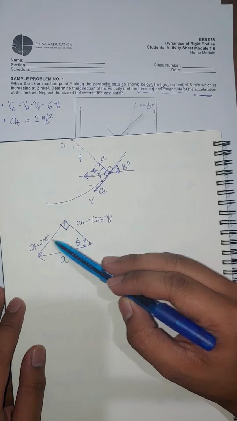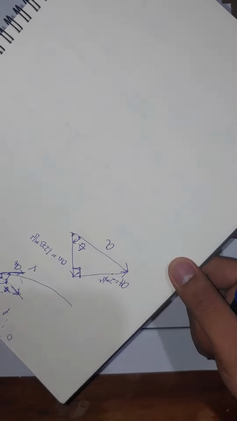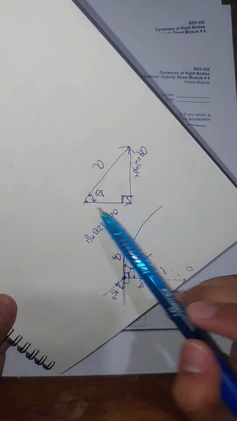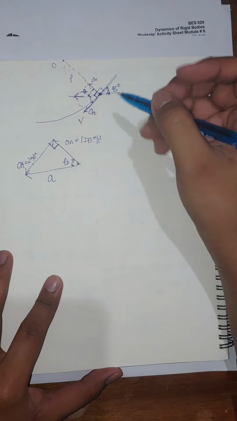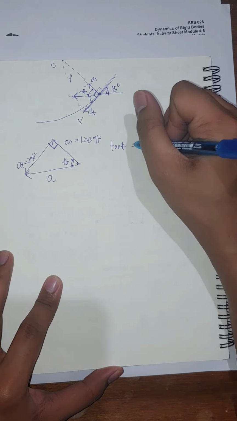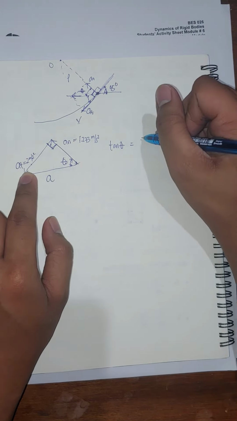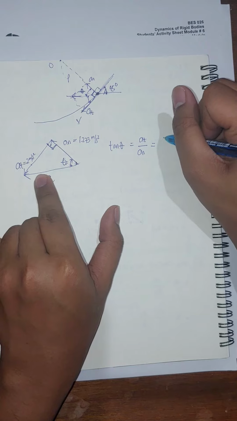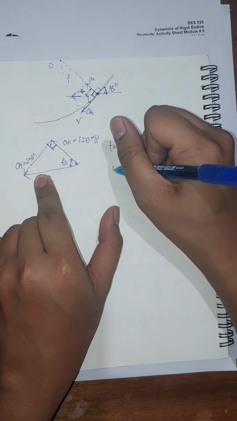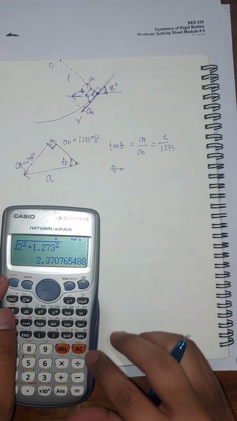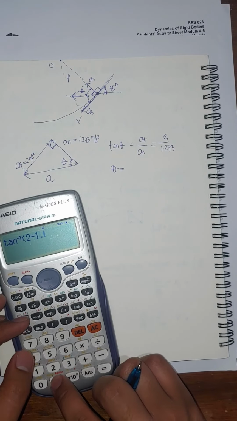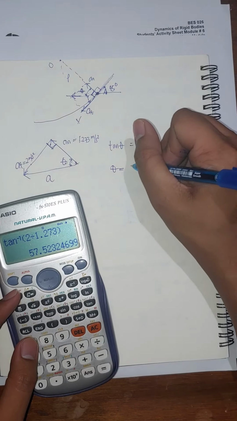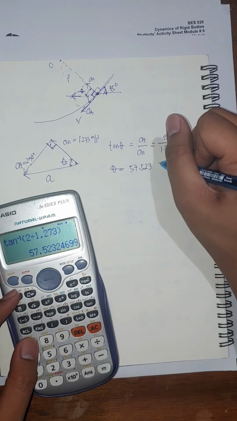Therefore this is like the opposite over the adjacent. Ang theta kani siya, tan theta is opposite over adjacent. So atong trigonometric function nga atong gamiton is the tangent. So tangent theta is equal to opposite, ang tangential acceleration, over the normal acceleration. So we can have 2 over 1.273. Itong theta is just equal to tan inverse of 2 divided by 1.273, 57.523 degrees.